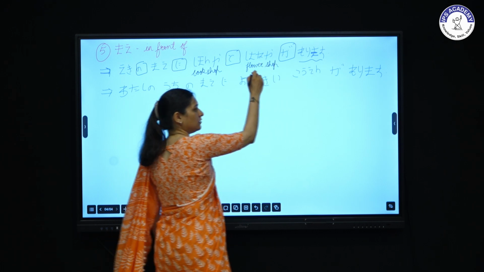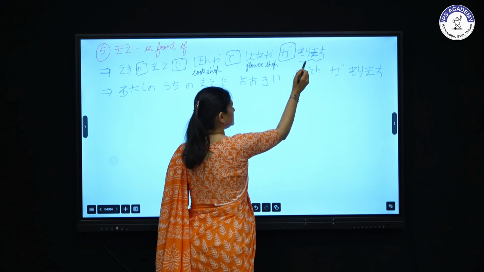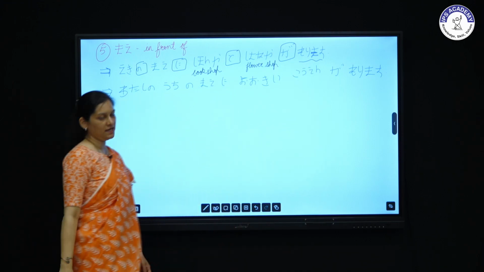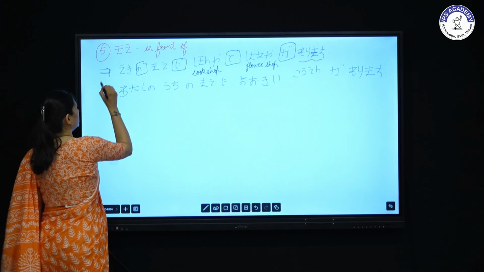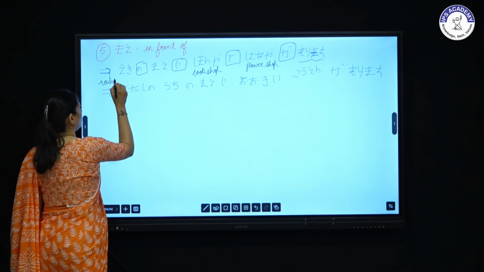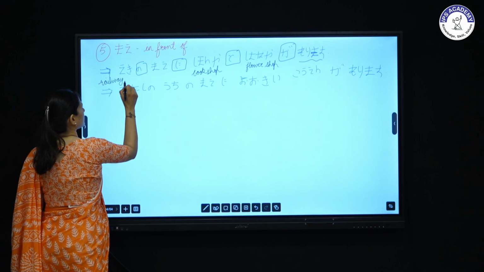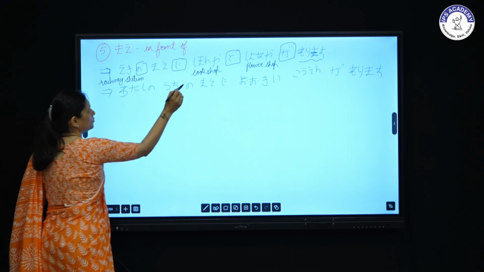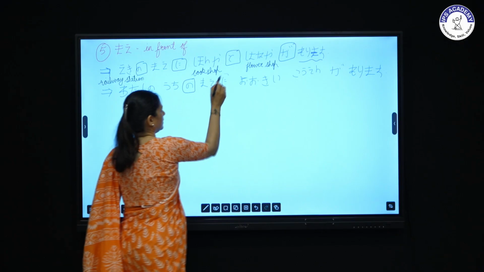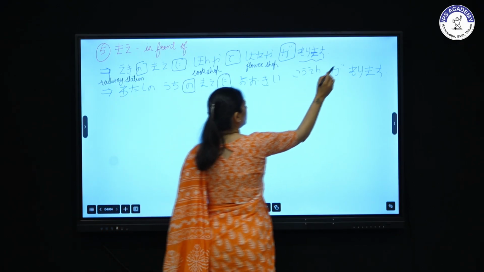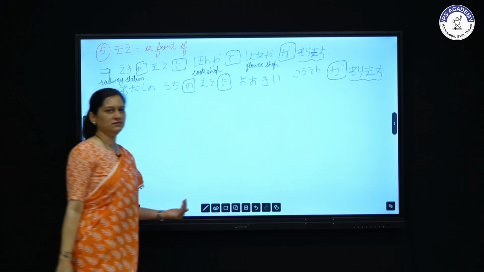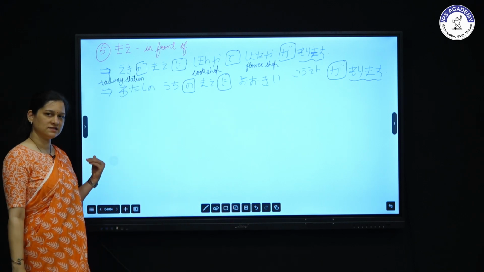These two are the nouns, so we'll use ga particle after it. They are non-living things, so at the end arimasu will be used. Okay. The second one is watashi no uchi no mae ni ooki kouen ga arimasu. See the sentence pattern we have already studied on the first slide.